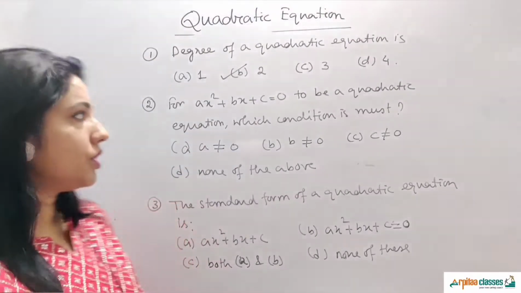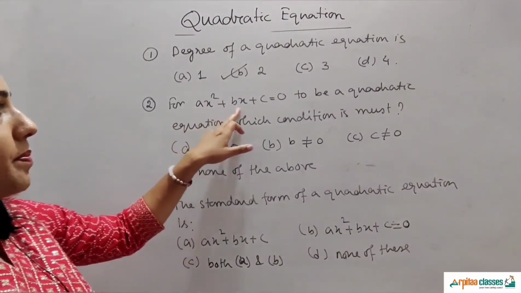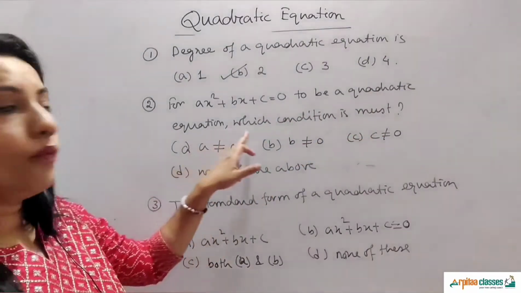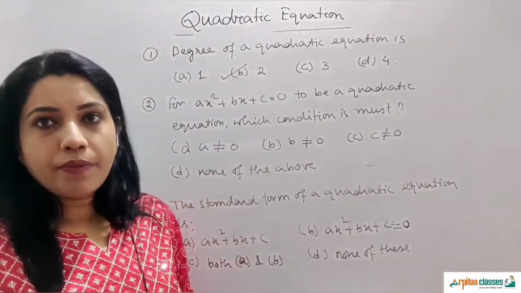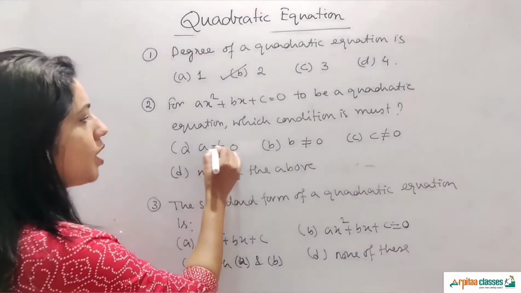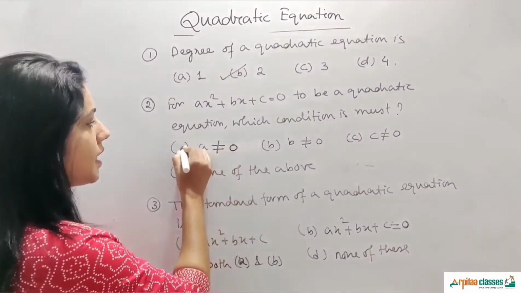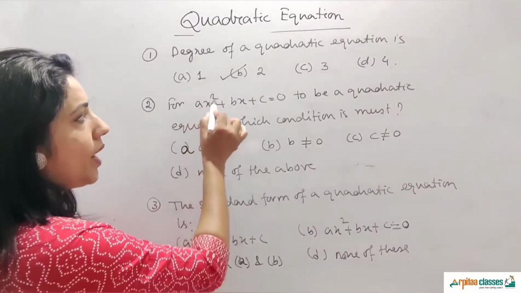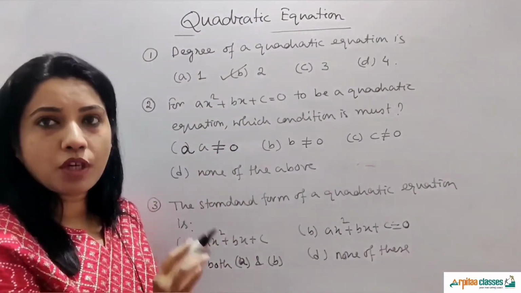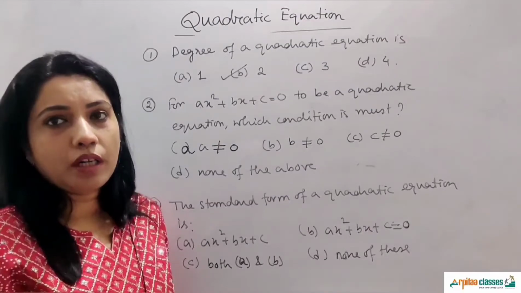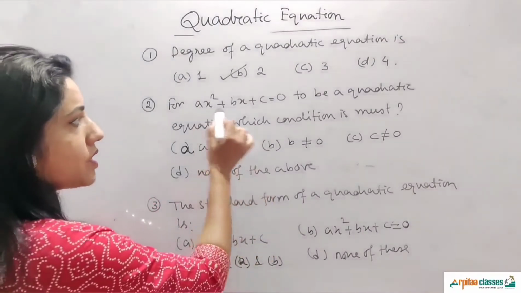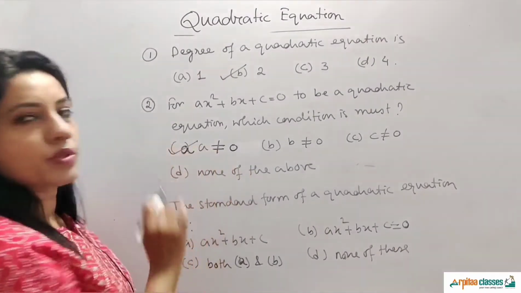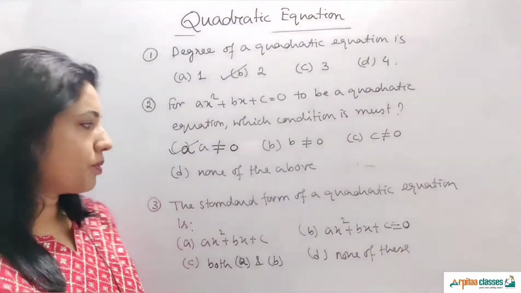Come to the second question. For ax square plus bx plus c equal to 0 to be a quadratic equation, which condition is a must? Here a should not be equal to 0. This is the condition, because if a is 0, then this x square term entirely will become 0 and this will not remain a quadratic equation. So if you want this equation to be a quadratic equation, then a is not equal to 0. 2a is the right option.